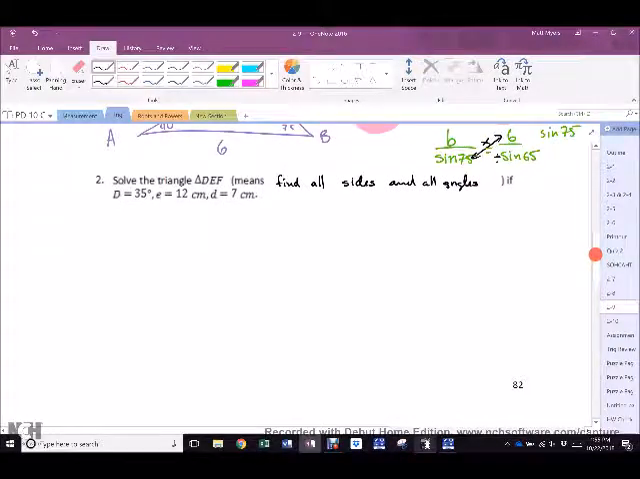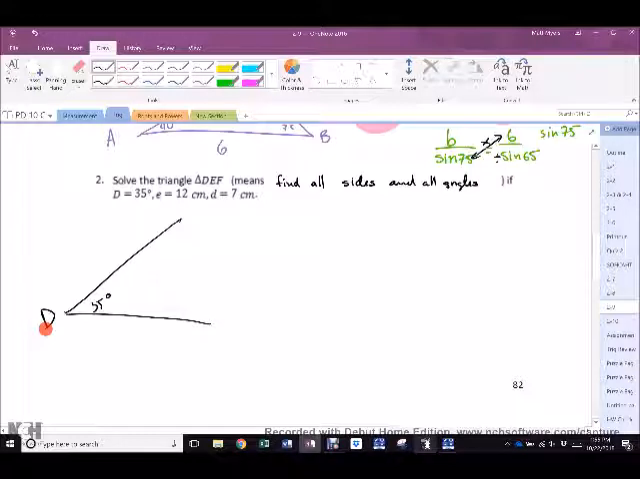What do I know? This one's a little bit harder. What do I know? I have an angle, yes? What is that angle? It's 35 degrees and it is labeled D, yes? What else do I know? There's two other corners. What are they? E and F, correct?